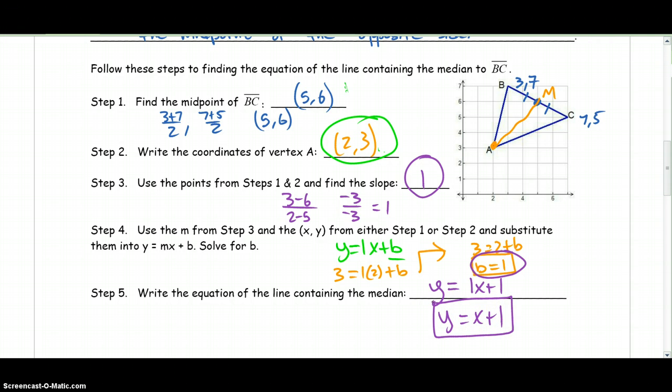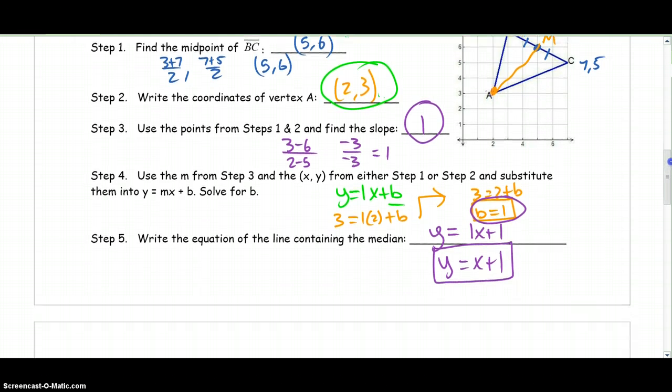And that's basically it for finding the equation of a line containing a median. Find the midpoint of the side that you're going to, find the coordinates of the vertex that the median is coming from, find the slope between them, and use that slope and one of those points to find the equation of the line.